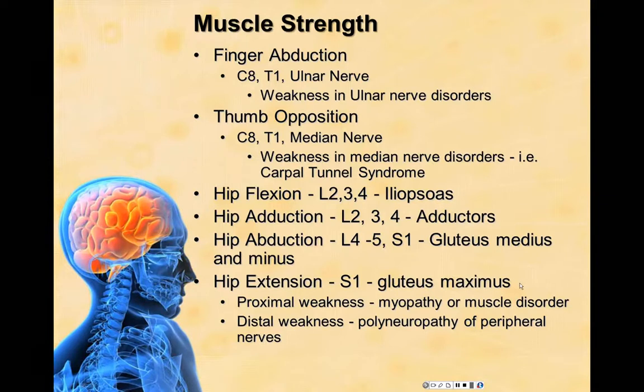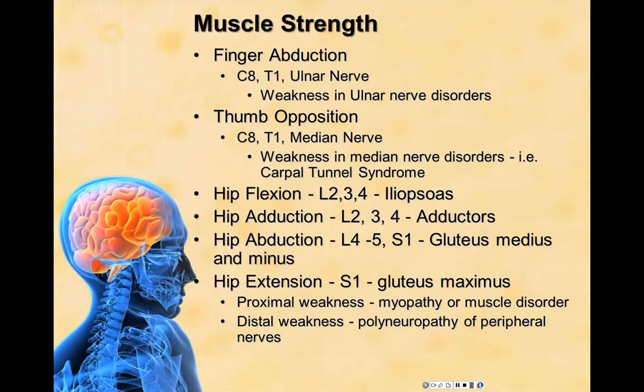In muscle strength, we're going to check finger abduction. Remember the terms abduction and adduction. Abduction is away from, and adduction is towards. So finger abduction tests C8, T1, and the ulnar nerve, and we're looking for weaknesses in ulnar nerve disorders. Thumb opposition, whether they can touch their thumb to the little finger in opposition, tests C8, T1, and the median nerve. We can have weaknesses in median nerve disorders such as carpal tunnel syndrome.